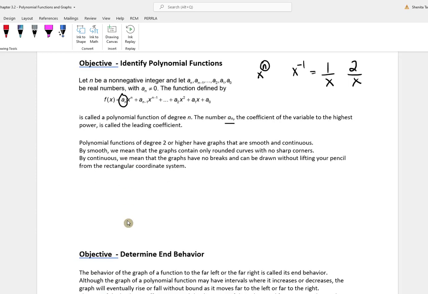So polynomial functions of degree 2 or higher have graphs that are smooth and continuous. By smooth, we mean the graphs contain only rounded curves with no sharp corners. By continuous, we mean that the graphs have no breaks and can be drawn without lifting your pencil. So this is an example of a polynomial function. So I'm going to draw a graph.